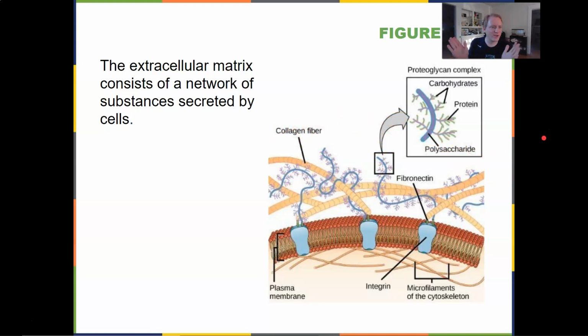Don't worry about like proteoglycan. Just know that extracellular matrix is stuff that the cell secretes to help anchor it, to help it communicate, to help the cell do different things. And obviously, the extracellular matrix exists in both prokaryotes and eukaryotes.